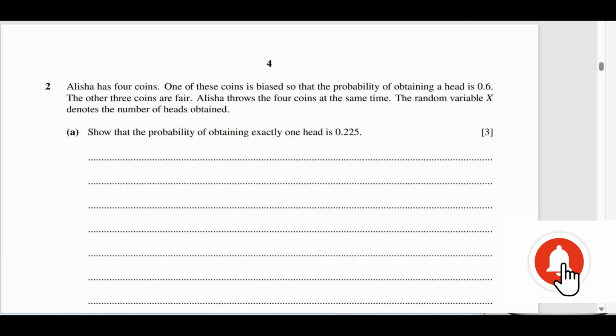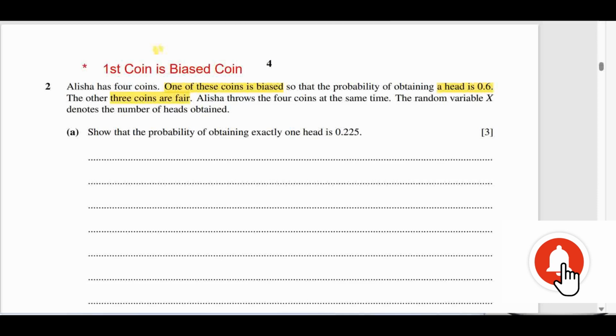Question number 2. Alicia has 4 coins. Let's highlight the important points. So Alicia has 4 coins. One of these coins is biased. Now this is an important point. So that the probability of obtaining a head is 0.6 and the other 3 coins are fair. Alicia throws the 4 coins at the same time. The random variable x denotes the, so this is the case.